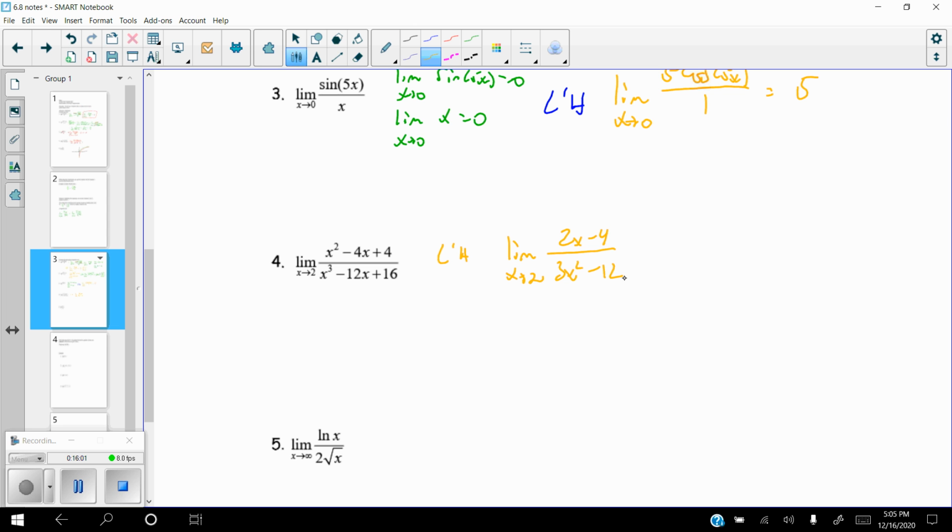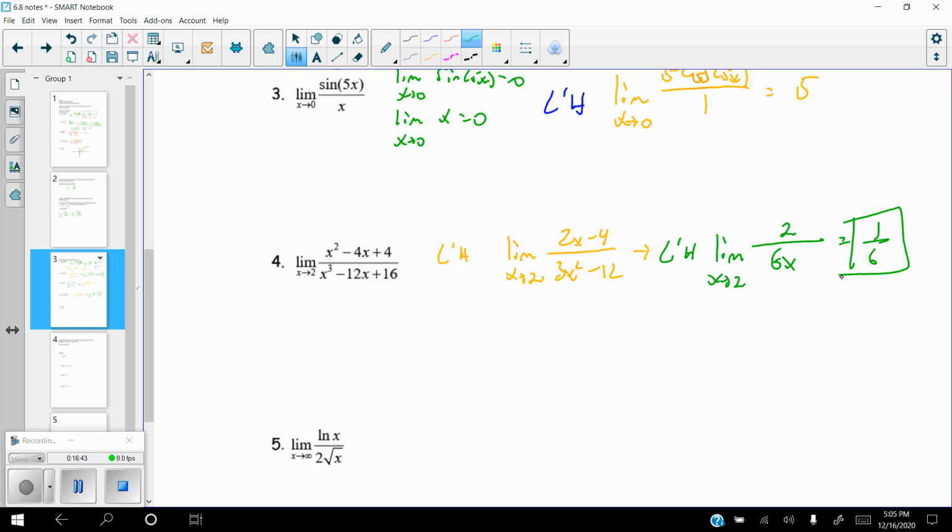If I were to directly substitute in 2, once again, I believe that we get 0 in the numerator and 0 in the denominator. So that means you can apply L'Hopital's rule again. And we can keep doing it until we actually get a value, or we get infinity or something which is undefined. So I'm going to apply L'Hopital's rule again. The derivative of the numerator is 2. The derivative of the denominator is 6x. So now if I directly substitute the 2 in there, we're going to get 2 over 12, which is 1/6, and that's your limit.